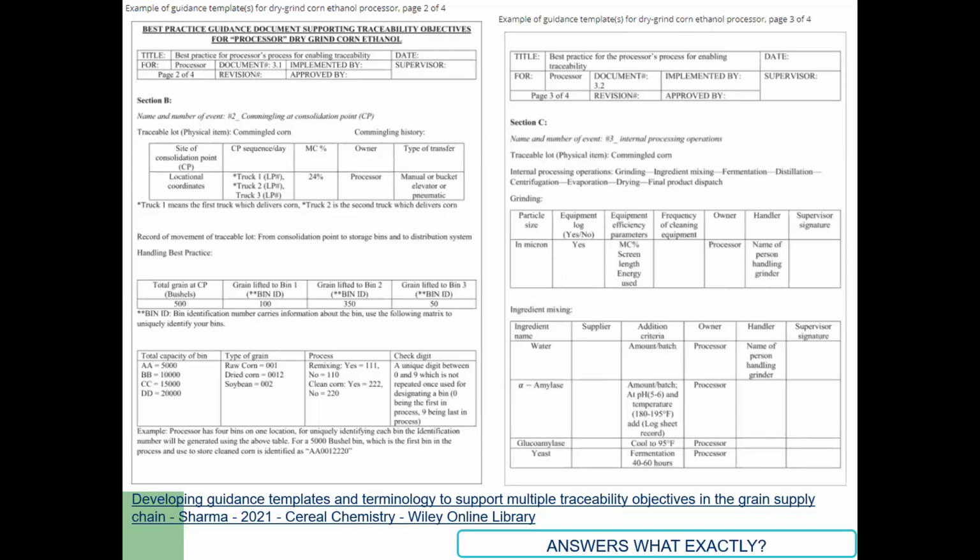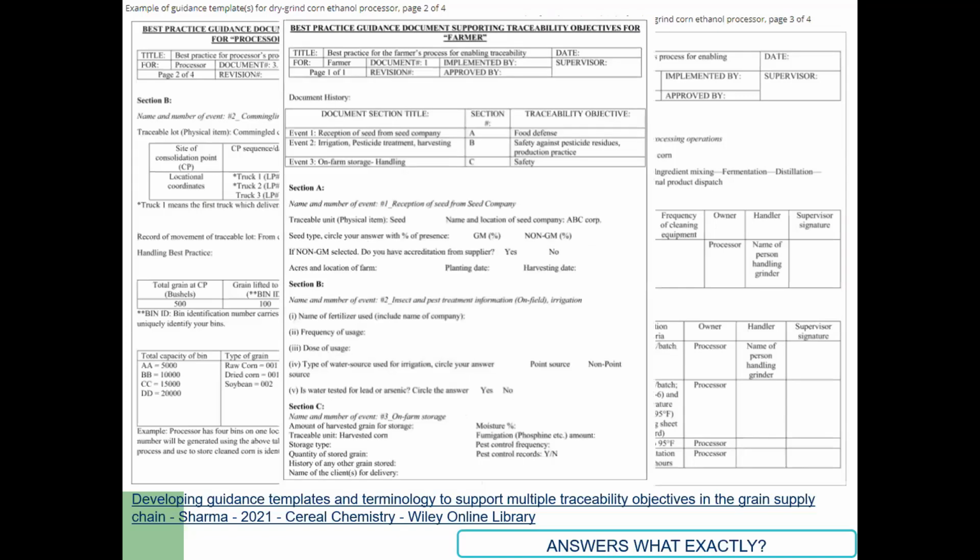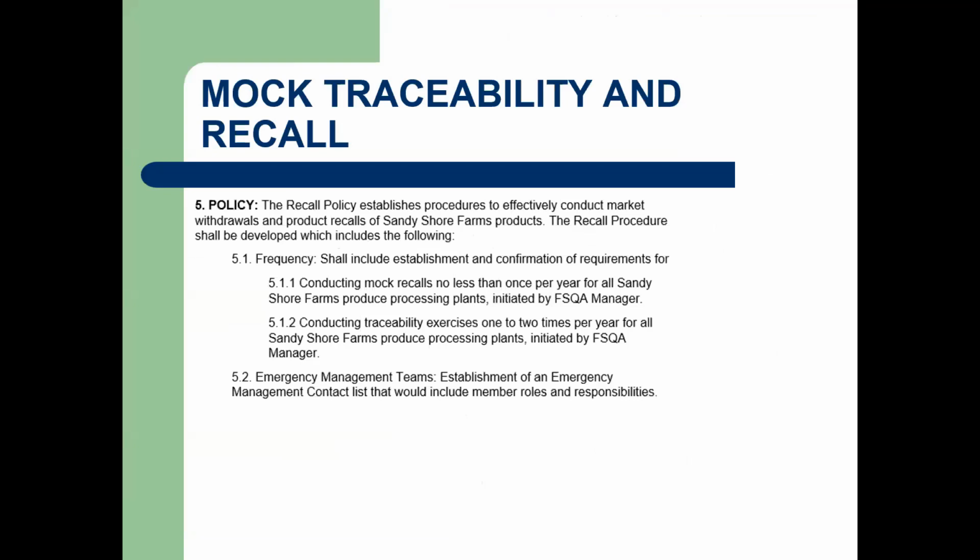So this particular study answers what exact documentation you would need, what exact information you would need if you are a dry grind corn ethanol processor. So this is just some of the templates out from the paper.